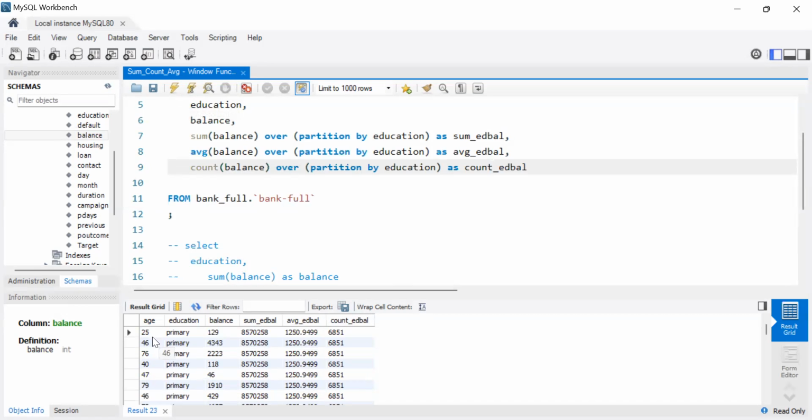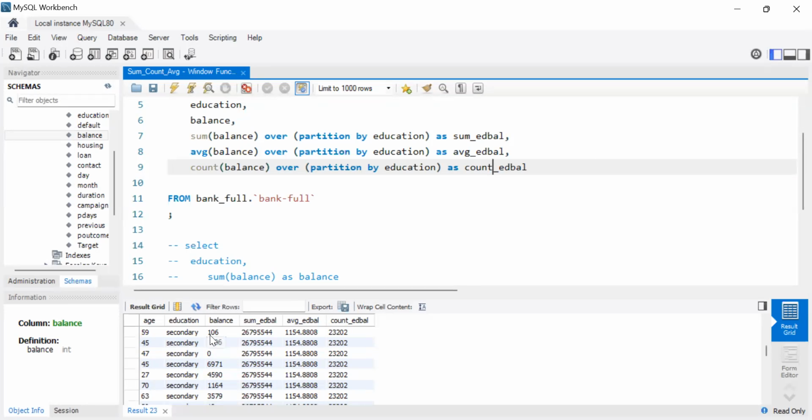Okay, so as you can see, person 25, their balance is 129 out of 8.5 million. That is in arrears for everyone in the primary education level. And on average, we have 1,250. So that means from all these 6,851 people, on average, each of them owes us 1,250. And I've already said it, the count for education balance is 6,851.